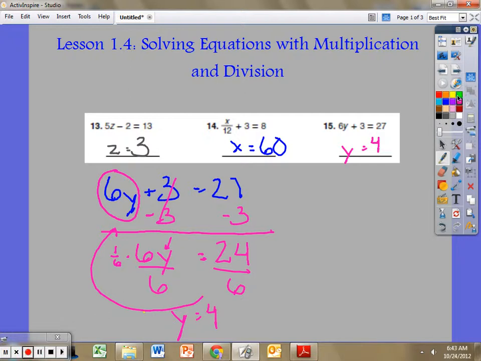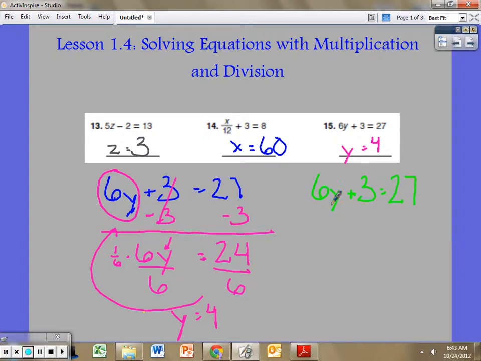Let's say that you made the mistake and you say, well, why can't I just divide both sides by 6? So let's do this first. Let's go 6y plus 3. I'm going to do the same equation, is equal to 27. Now let's say that you wanted to start with dividing this. So you want to divide both sides by 6, or really multiplying by its reciprocal. Okay, so I'll do that to this side, and I'll do that to this side.